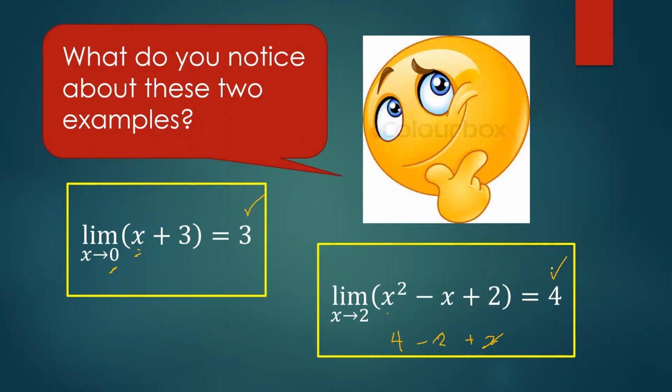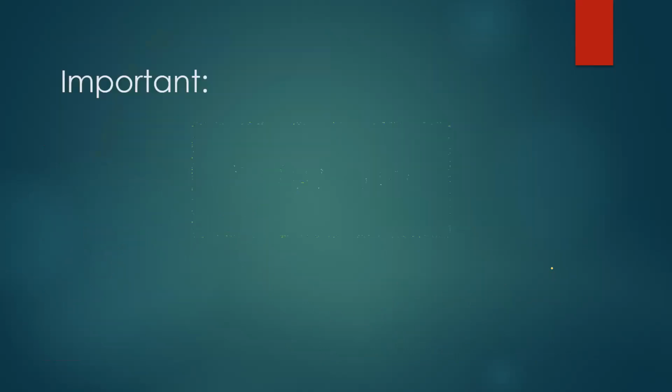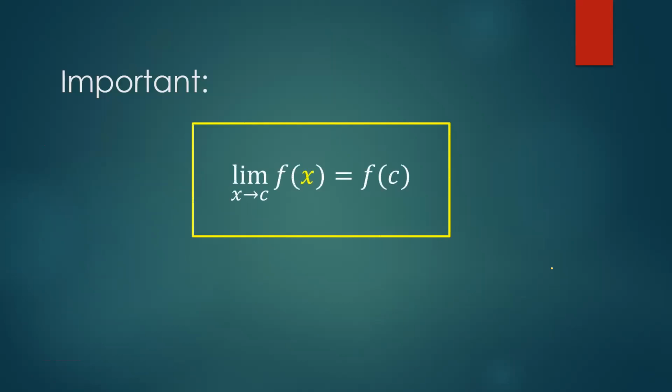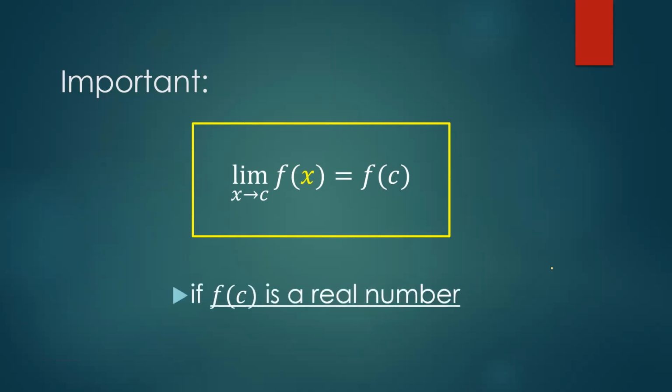Kasi it's not always true for all cases. Okay? So, it's important that we know that the limit of f of x as x approaches c is equal to f of c if f of c is a real number. Otherwise, if f of c is not a real number, you don't do that. So, ito yung nagsasubstitute lang. Sabi nga ng Nike, just substitute or just do it pala yun.